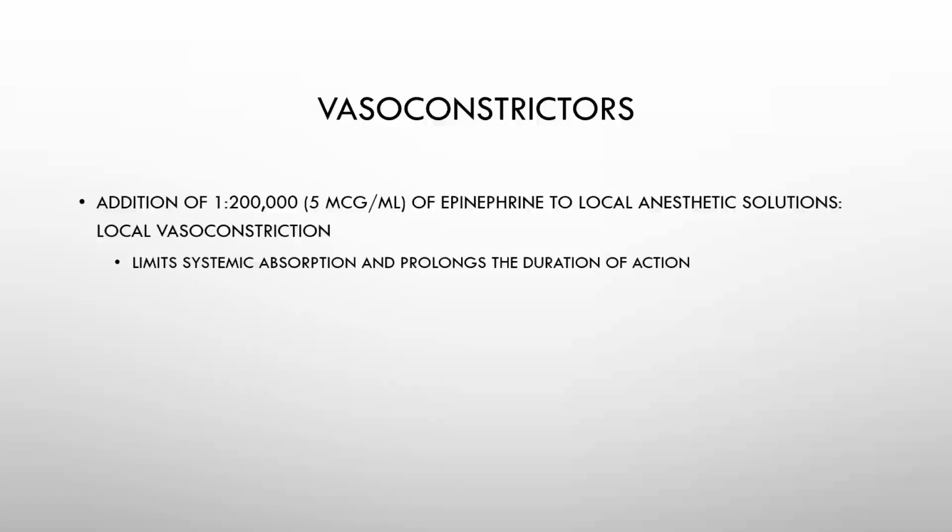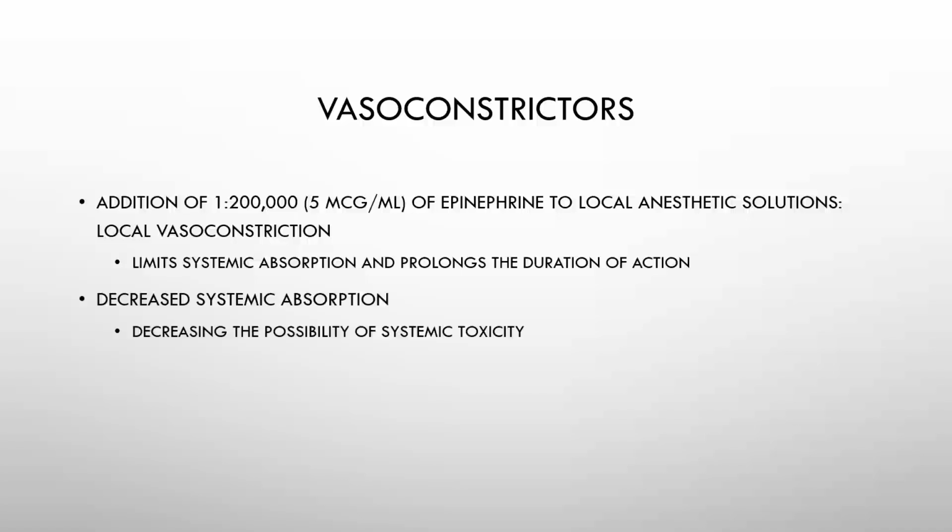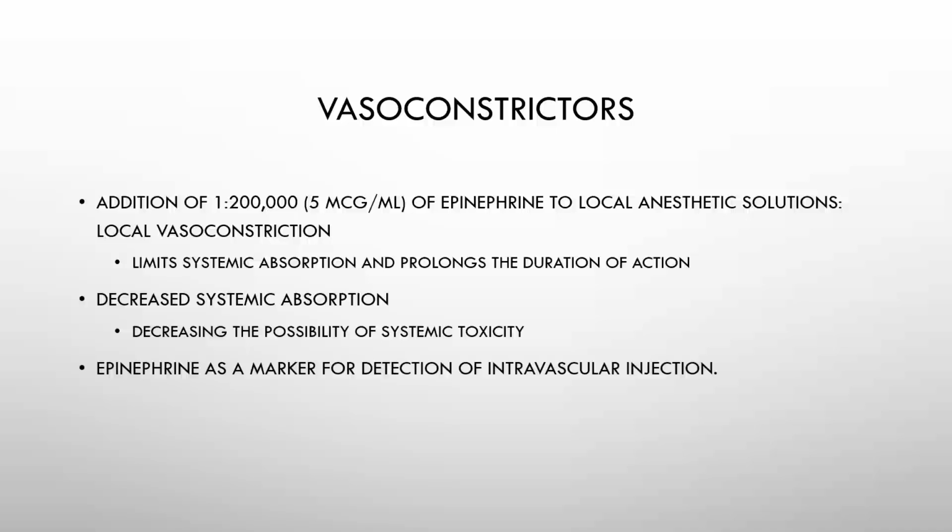When you add a vasoconstrictor like epinephrine, like 5 mcg per ml, to local anesthetics, when you're doing infiltration or peripheral block or epidural spinal anesthesia, it produces local vasoconstriction. The vasoconstriction limits systemic absorption of the local anesthetic and prolongs the duration of action because the local anesthetic sticks around longer around the site of action. With decreased systemic absorption, we have a better chance of matching the metabolism to the rate of absorption and decrease the possibility of systemic toxicity.